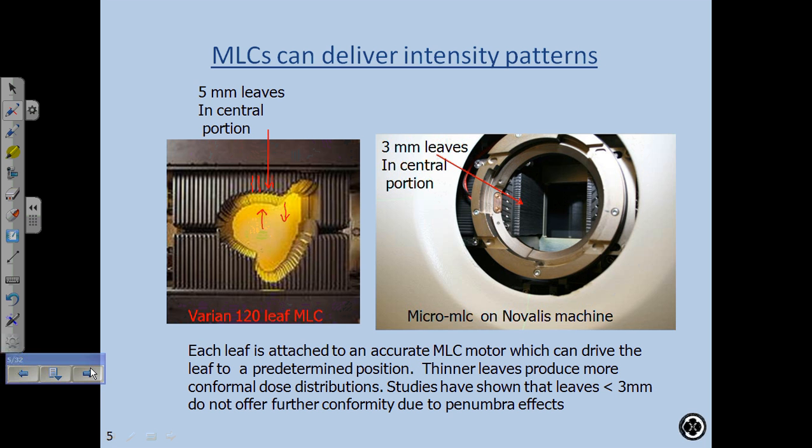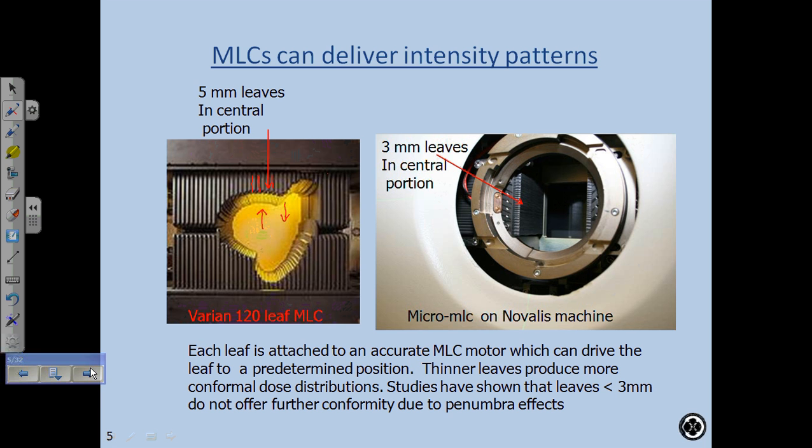And how do they move? Well, back here at the back of the leaf, there's a little screw that turns, and that screw goes inside the leaf. As that screw turns, that screw doesn't move, but there's a thread inside the leaf, and that leaf will move in and out. Okay? So how does that screw turn? Well, it turns with these motors, with these very accurate motors.